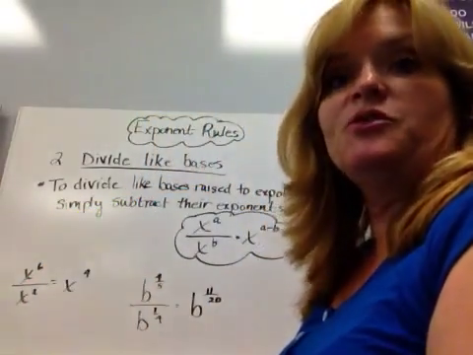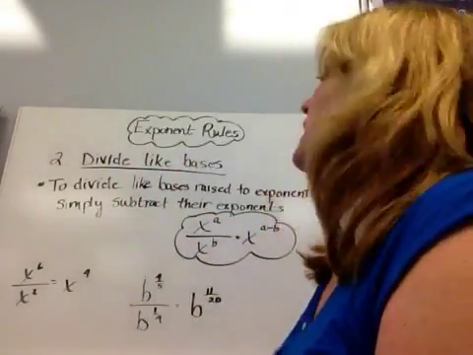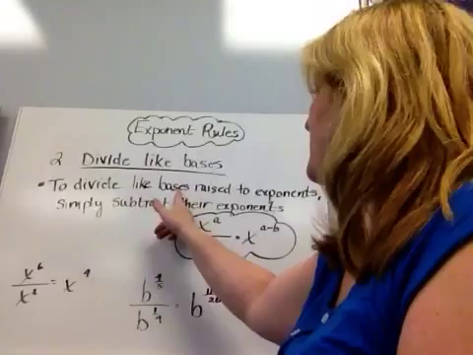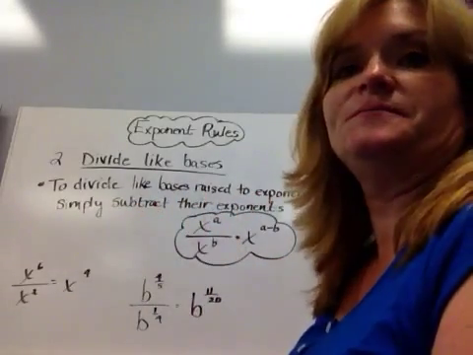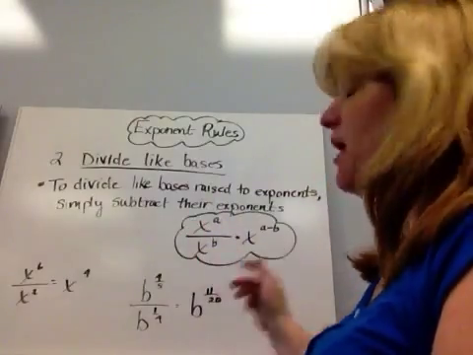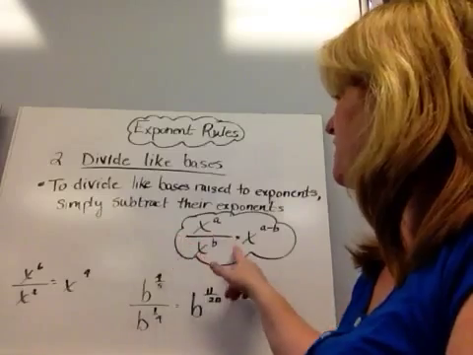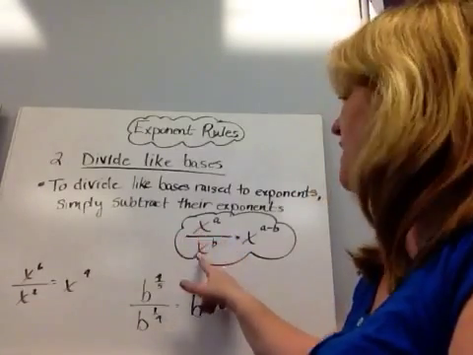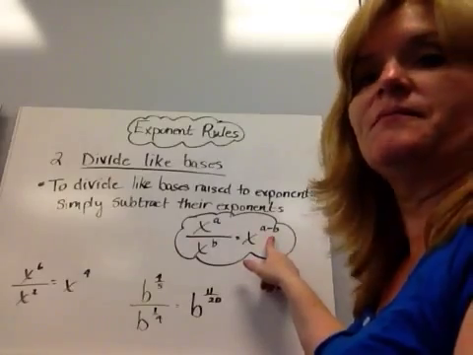Rule number 2 of the exponent rules is divide like bases. In words, to divide like bases raised to exponents, simply subtract their exponents. And in the little cloud here, I have the symbolic form of this rule. It's x to the a divided by x to the b. They have the same base, so I simply subtract their exponents.